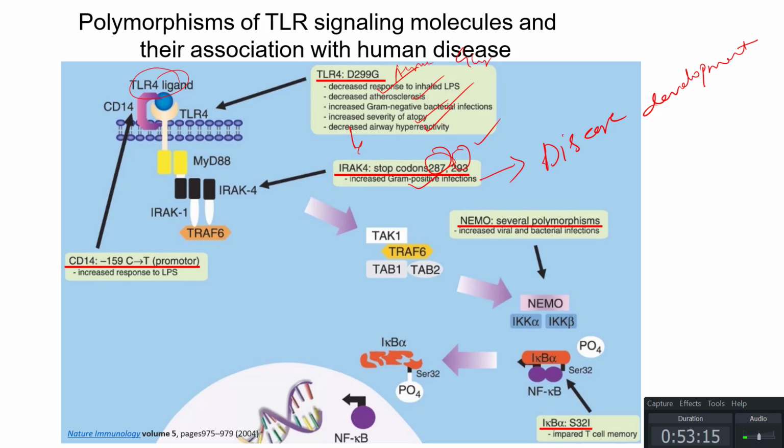Then one more thing called CD14. If that has this cytosine to threonine polymorphism in the promoter region, then it increases the response to the LPS. So it's a good response in such cases. And we have seen several polymorphisms which increase viral and bacterial infection. Then if it is having IκBα, that is serine to isoleucine, then it will impair the T cell memory. So these are the different polymorphisms.